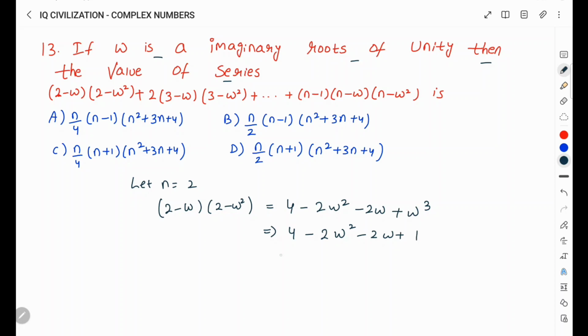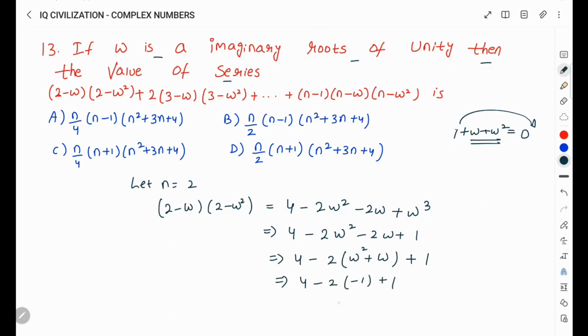So here this becomes 4 minus, if I take 2 as common, omega plus omega square, or omega square plus omega, whatever. So 1 plus omega plus omega square is 0, I know that. So omega plus omega square is minus 1. So this becomes 4 minus 2 into minus 1, plus 1. So this is what? 4, 5, 6, 7. Now just put the value of n equals 2 in the options and you will get this. Okay, next one.